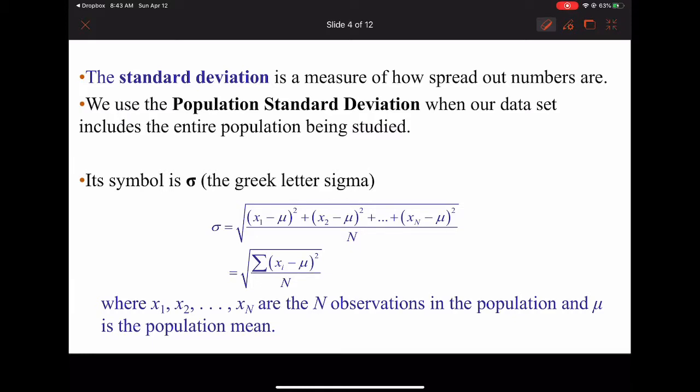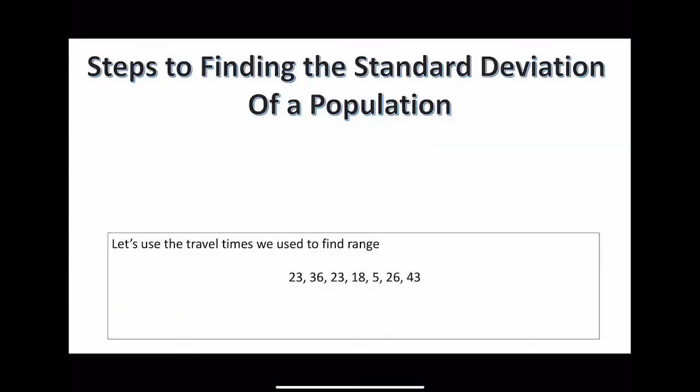So let's get right to an example so that this hopefully will make a little more sense. I'm going to find the standard deviation of the travel times that we used to find the range. Those travel times that we've used a couple of times, I'm going to find the standard deviation of that population, because remember, that is all of the employees of that tech company.